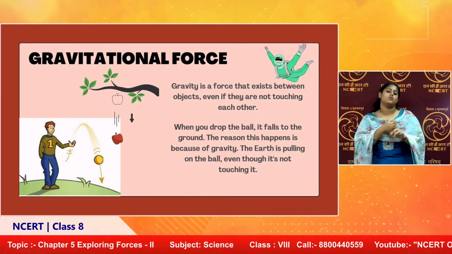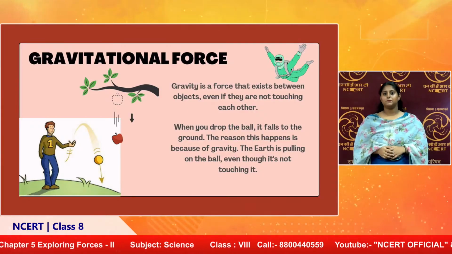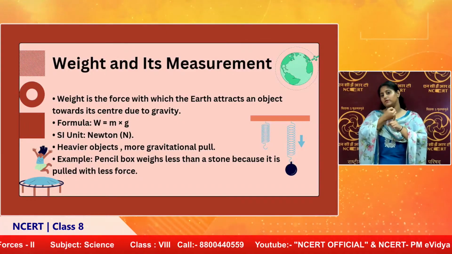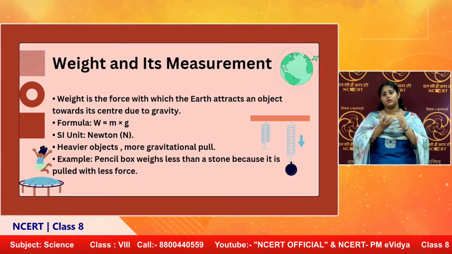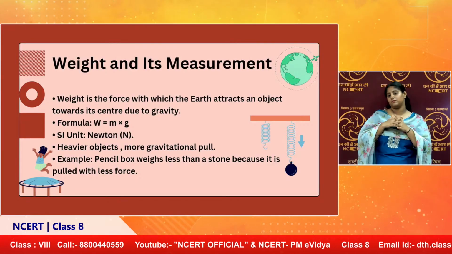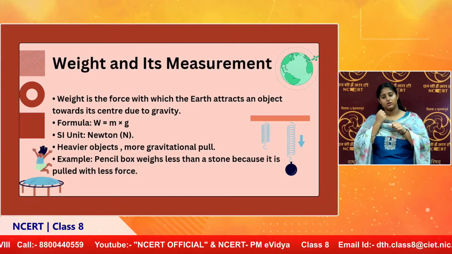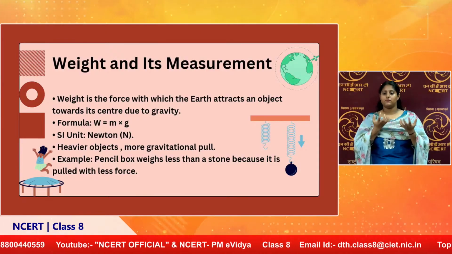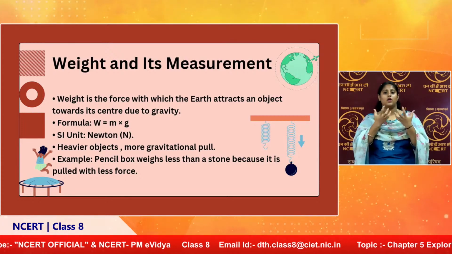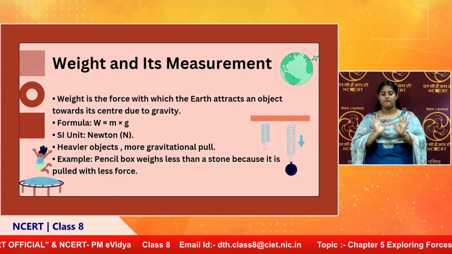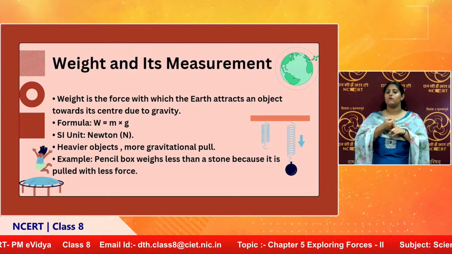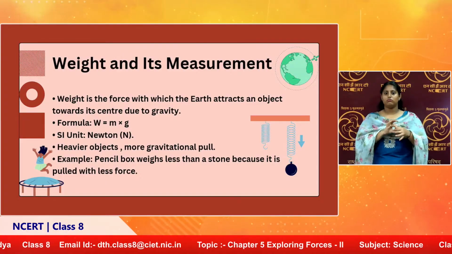Now next we have that when this gravitational force is acting, what exactly does it refer to? So, weight is the term. Now, what is weight? Weight is the force with which Earth attracts an object. Previously we have said that every object goes towards Earth. Why is it going towards Earth? Because Earth has a gravitational force attracting it, due to its center.